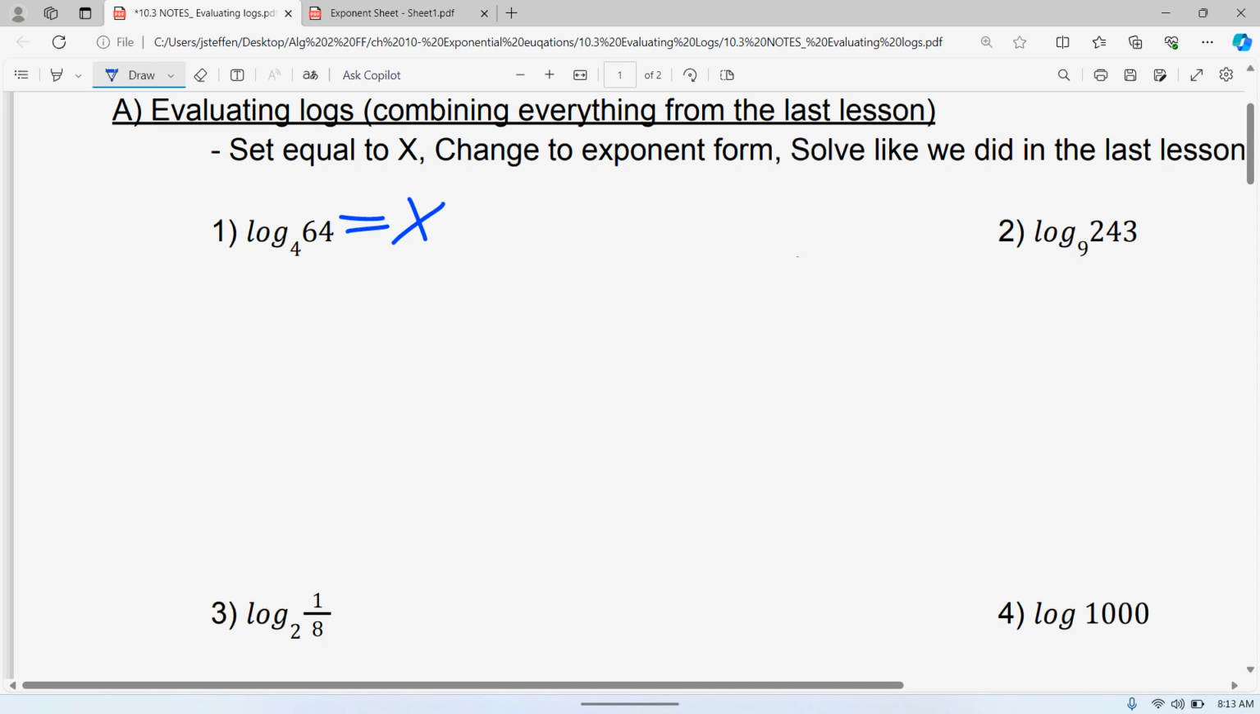Exponential form, remember that's what we did on Thursday before we had our long weekend. That 4 is your base number. The x is your exponent, and that's equal to 64. So what number is 64?